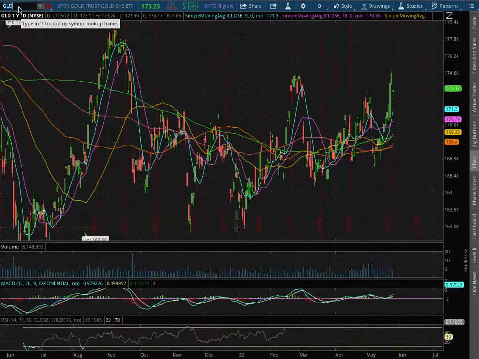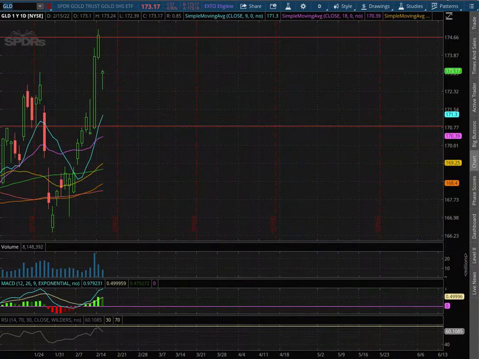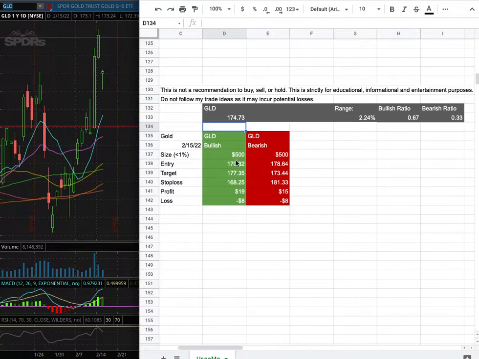As we extend that further to the daily chart, we remain in positive MACD. As with the trade idea, I'll be trading GLD. My trade position size for it is less than 1% of my portfolio. My long entry is at $170.82, and that is this range here.